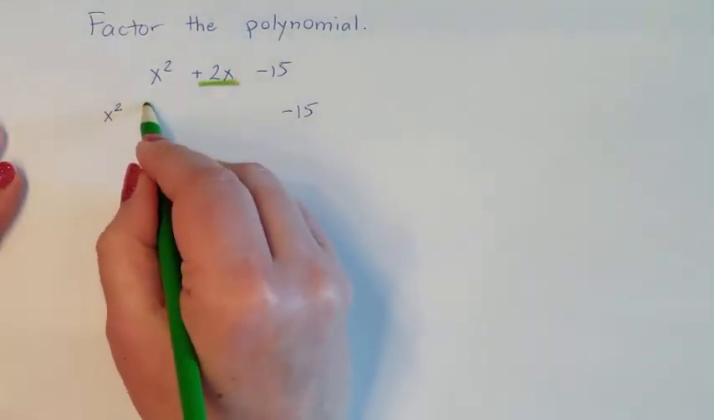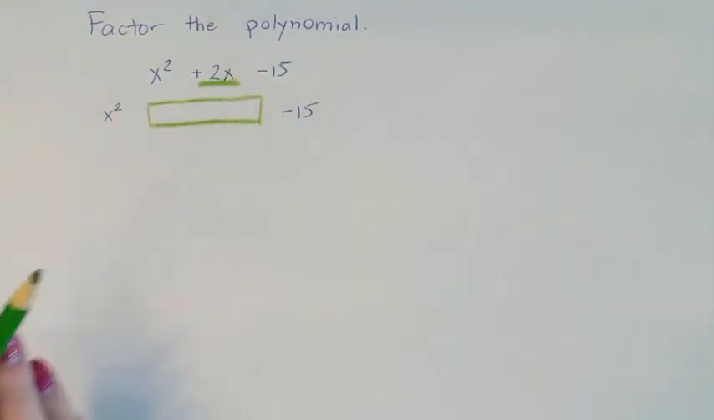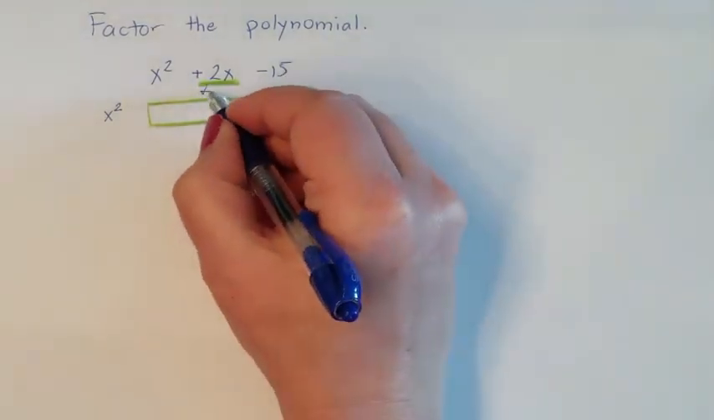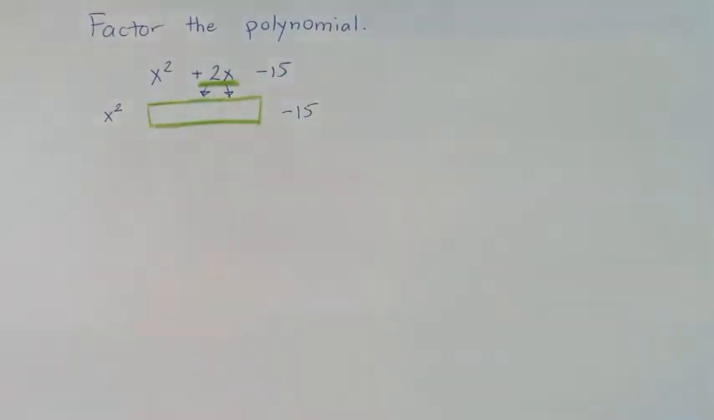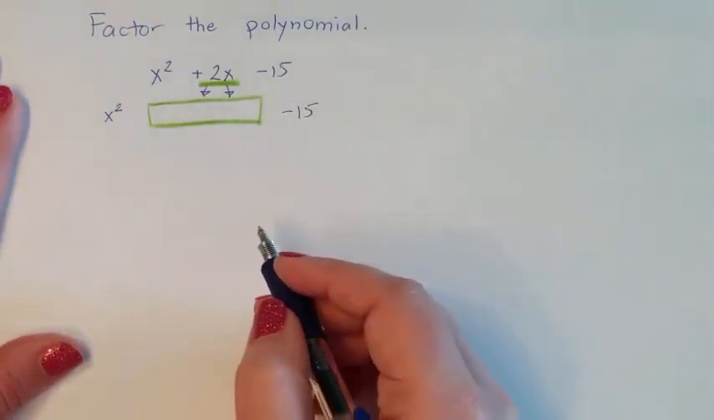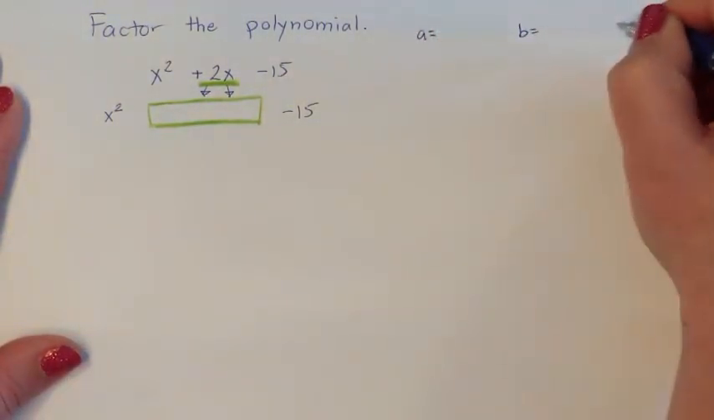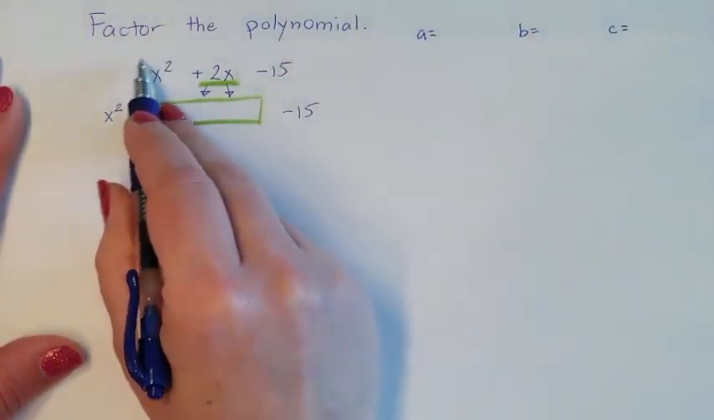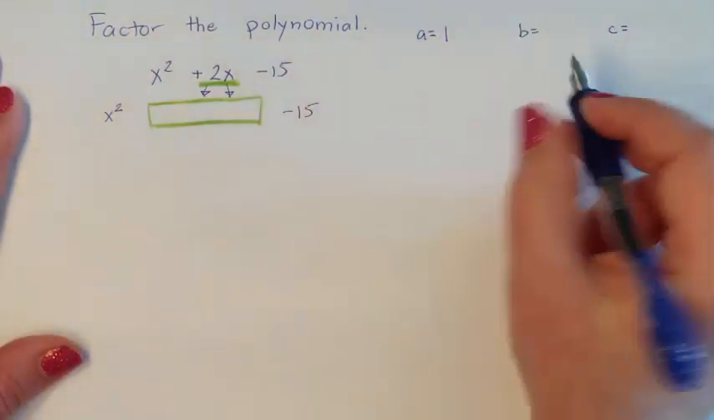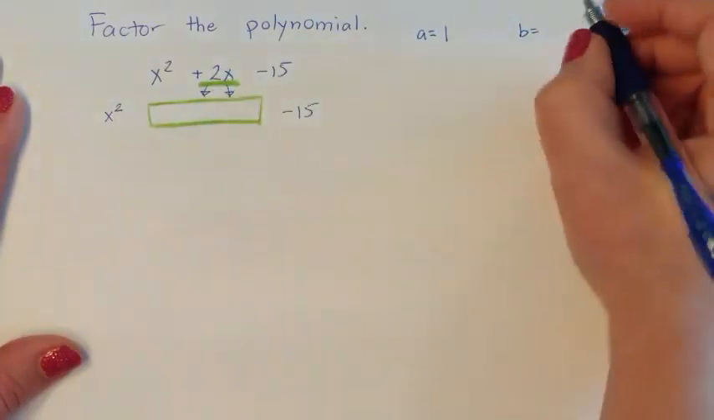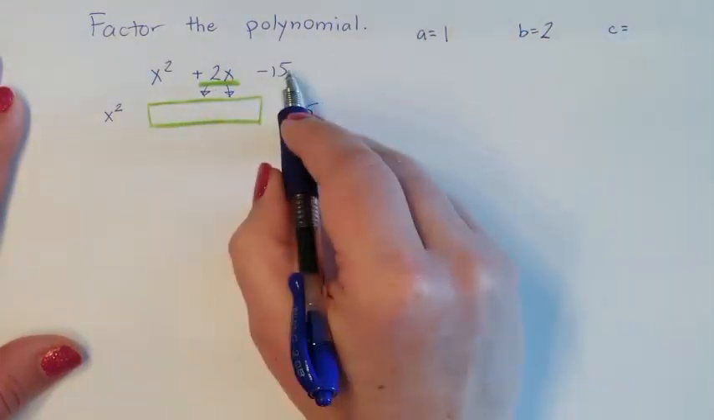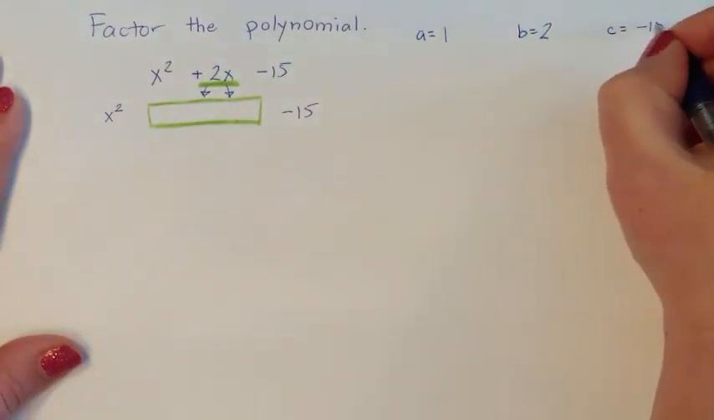I want to figure out what two terms I could rewrite 2x as so that it would actually work for the problem. Now you can't just come up with any two that you want. There's a very specific method. First you have to find a, b, and c. A is always the number in front of the x squared, so a is 1. B is always the number in front of x, so b is 2. C is always the constant, so c is a negative 15.